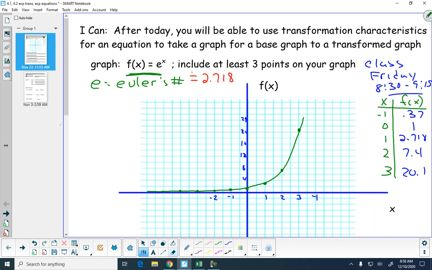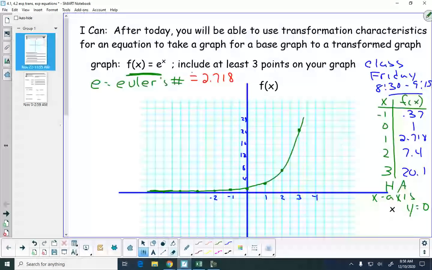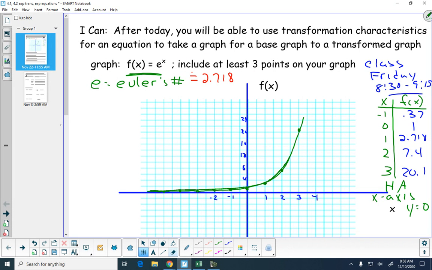The horizontal asymptote. There you go. Very good. That's a horizontal asymptote. So we have a horizontal asymptote, which is the x-axis, or y is equal to 0. So it's going to become asymptotic to the x-axis, but then it's going to curve and exponentially grow. And we will never cross the x-axis. Very good, Abby.